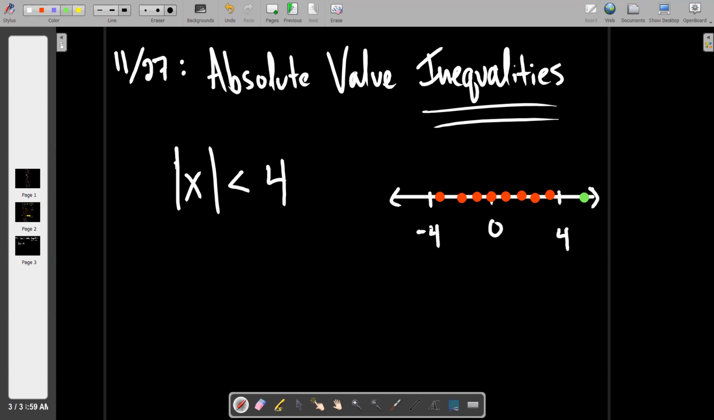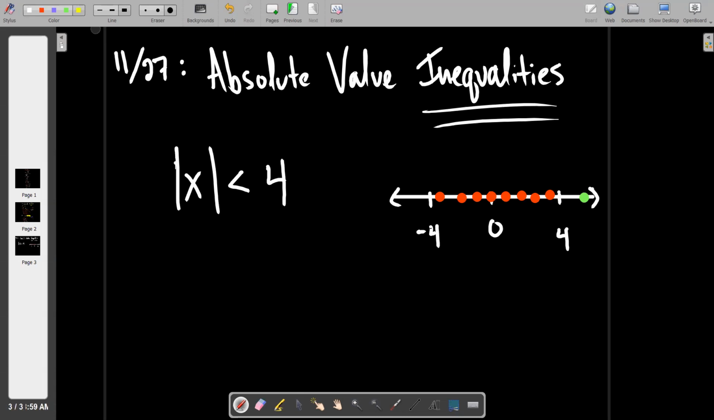Its distance from 0 is not less than 4, right? So the red points are good. I probably should have picked green for good and red for bad, but the red points are all solutions to this problem. So the question becomes, how do I denote that? Like, how do I write that down using math language in a way that someone would understand?